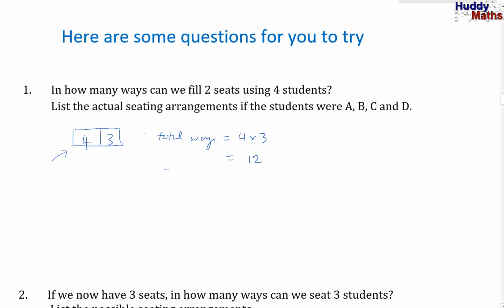Now, can we list those 12 different ways of seating 4 students? Let's have a look. We could have AB, and BA would be different because that's a different window seat person. And then you could have A with C, C with A, A with D, D with A. But can you see what I'm doing? I'm listing bundles of 2.